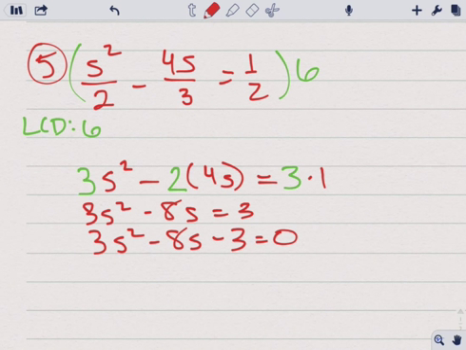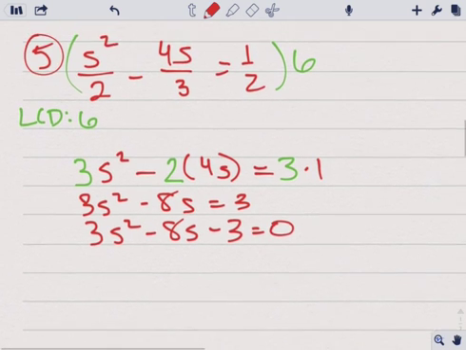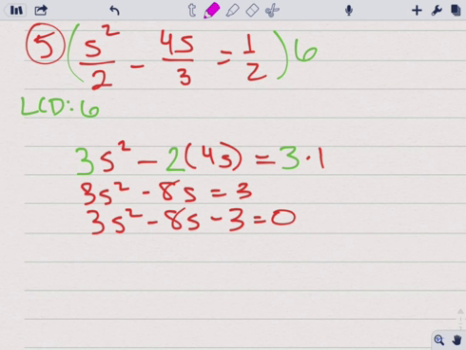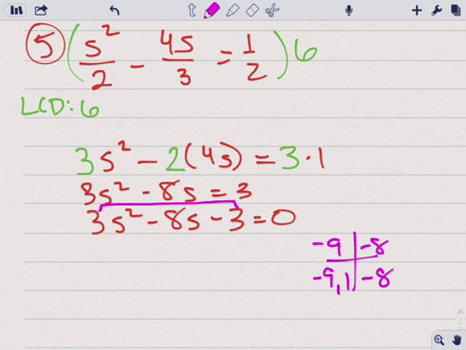You can use the quadratic equation, which I guess we haven't covered yet, so not the quadratic equation, you factor this. Okay, so bridge method. Alright, bridge method takes us with the 3 times the negative 3 gives me a negative 9. What factors of negative 9 add to negative 8? That's negative 9 and 1. That gives me a negative 8.